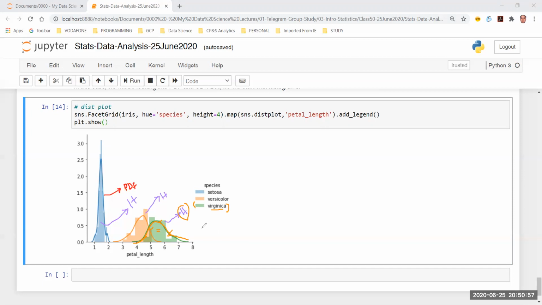On top of that, I have the PDF of that flower, right? So that's how the PDF is. Now, how is the PDF helpful in this case? Very easily. And the first thing that you do when you look into a PDF is something like this.